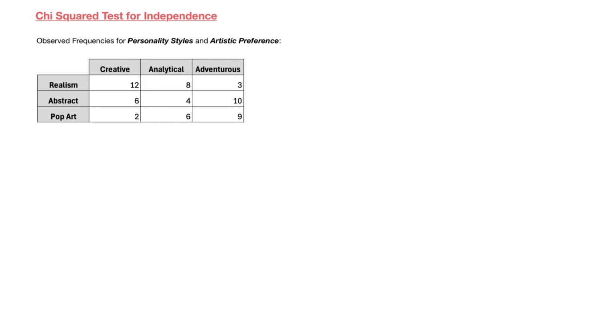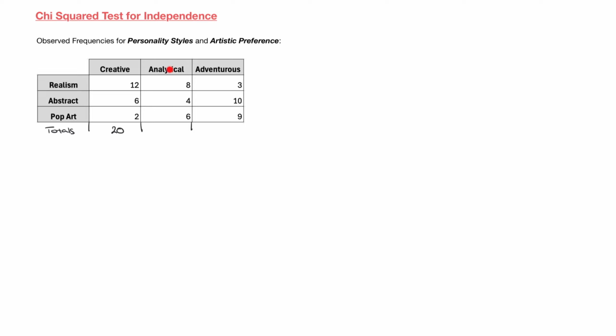Now, the first thing we need to make sure of here is that we add the totals to our contingency table. And so for that, I'll add a totals row as well as a totals column. And so I'll start with the totals row at the bottom here. There we go. I'll quickly write totals. And I'll extend each of these columns just a bit. And so here at the bottom of the creative column, I'll write up the total, which is 12 plus 6 plus 2, which is 20.